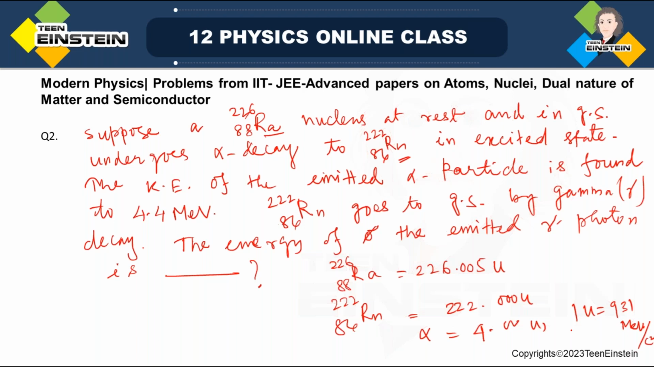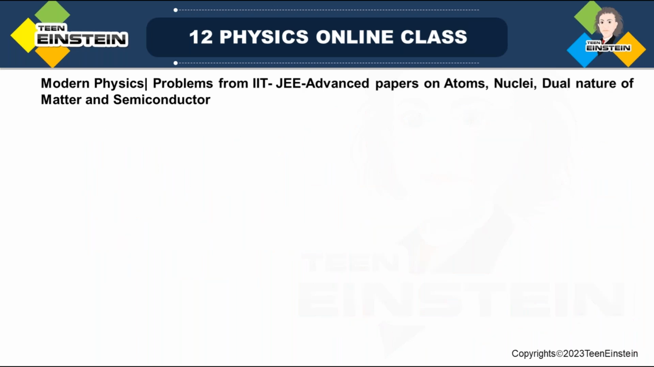Here the radium nucleus is undergoing both alpha and gamma decays. Initially it undergoes alpha decay, radium goes to radon, and radon is in an excited state. To come to the ground state, it undergoes further gamma decay. So you have to find the energy of the gamma photon. Here, how do we calculate the energy released in any reaction?